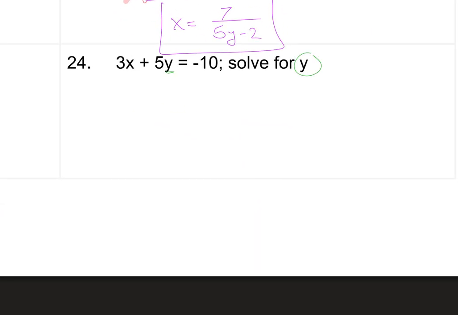Solve for y, there it is. Subtract 3x. Divide by 5.